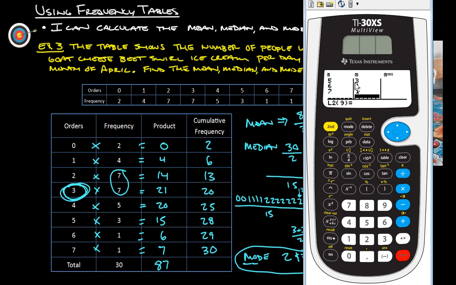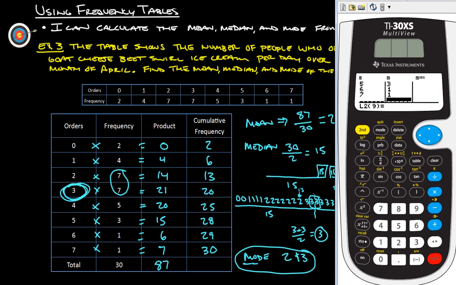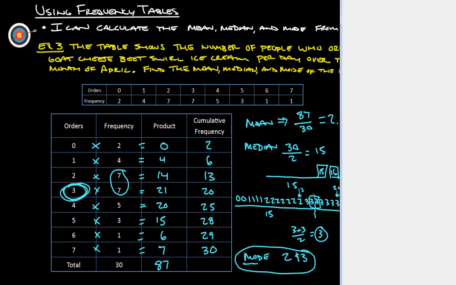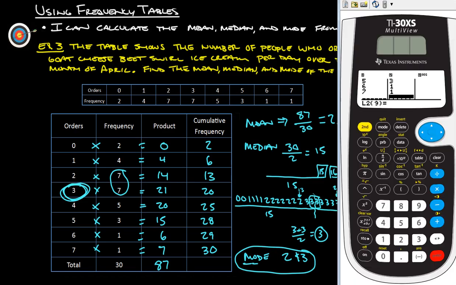So this calculator is going to tell us all this same info here. Let's see if we can move it over so we can get everything. 2.9. We'll just have to remember that one. Oh, I guess we can still almost get there.